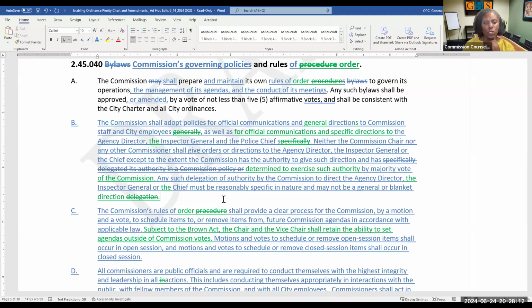Chair, can I ask a question about the last sentence of section B? Sure. The sentence says, any such delegation by the commission to direct the agency director, the inspector general, or the chief must be reasonably specific in nature and may not be a general or blanket direction, is what it says now. My question is, should that last word be direction or should it be delegation? What is it in that sentence that is not supposed to be general or blanket?